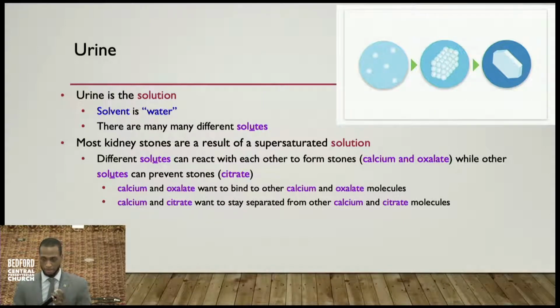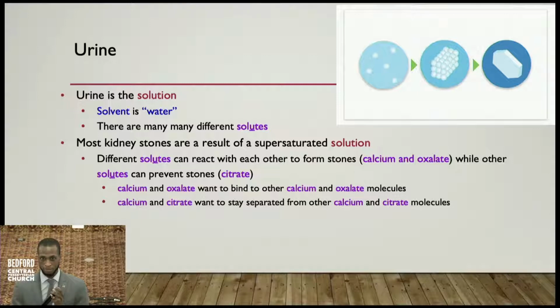Kidney stones happen when your urine is supersaturated. So when you don't have enough water, or when you have too many solutes, then your urine is supersaturated. So when those solutes, when those chemicals are around so much, they can actually bind to each other and form those kidney stones. And different chemicals bind to each other and form different types of kidney stones.